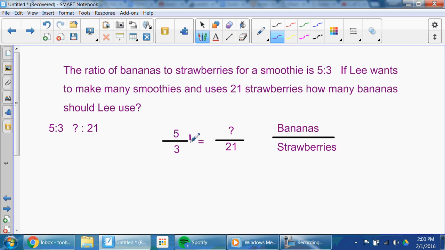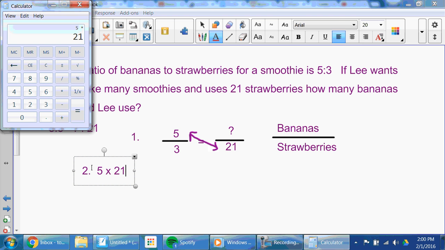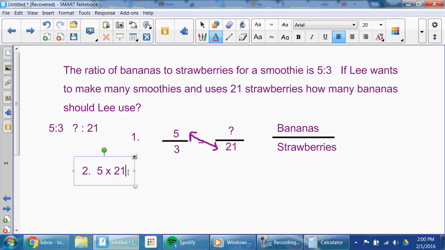So we're going to cross multiply diagonally. So I'm going to do 5 times 21. That's my first step. So I guess the first step is making the fractions here. Step 2 is multiplying. So 5 times 21. So if I get my calculator and do 5 times 21, that equals 105.